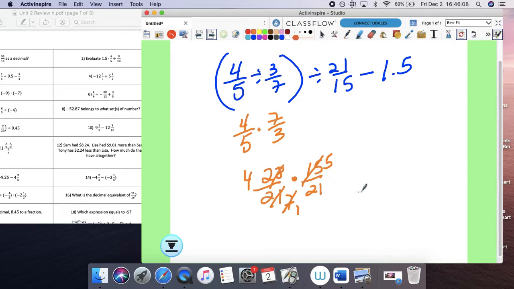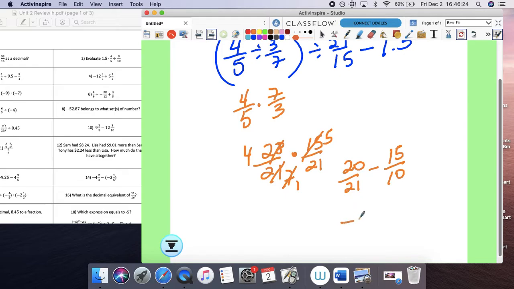So we get 4 times 5, which is 20, over 21, minus 1.5, which I'm going to write as 15 over 10. I don't know if that's a good idea. Yes, I have no choice. Common denominator. Ooh, don't tell me it's 210. 21 times 10 is 210, so on top times 10 is 200. 10 times 21 is 210, and 15 times 21 is, I have no idea, 315.